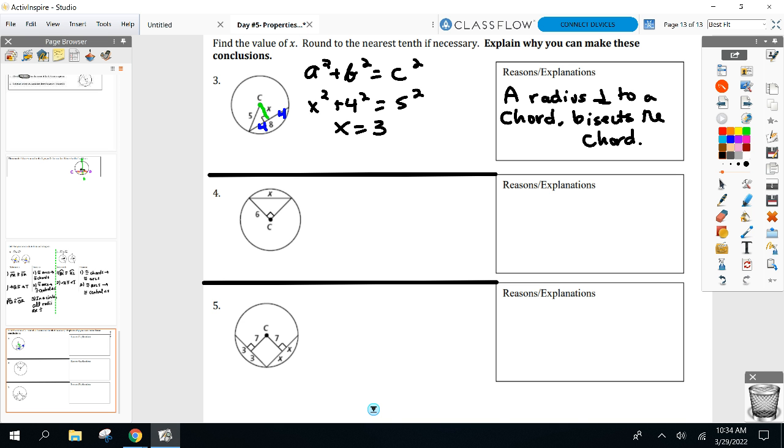All right, who's on 4 here? Ooh, how do I find chord x? Nothing's being bisected here, right? Nothing's being bisected. What the heck do I do here? I didn't give you hardly anything, did I?